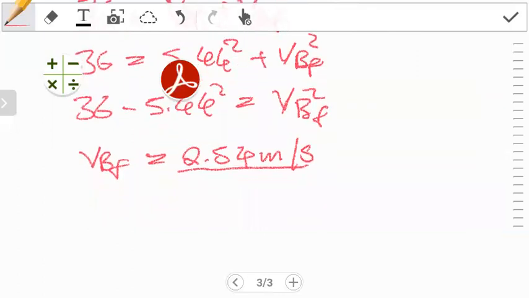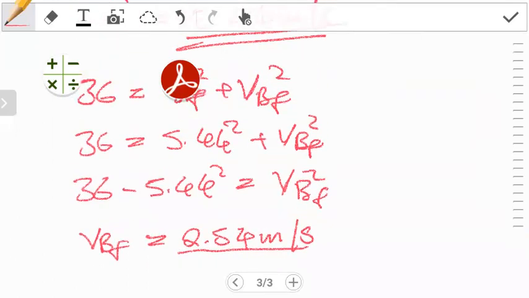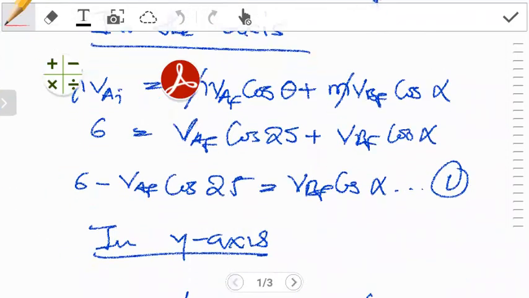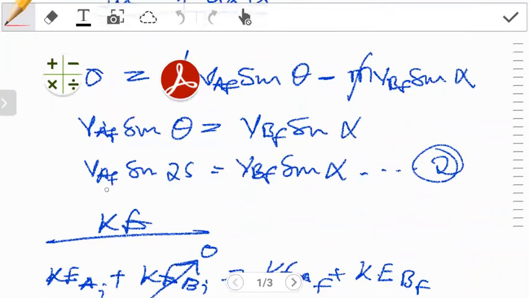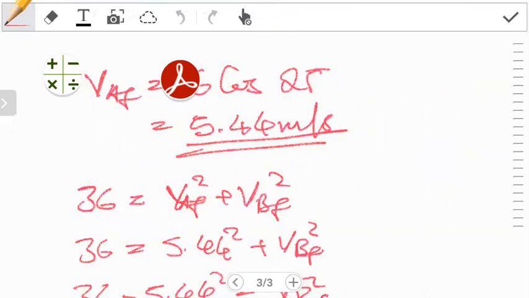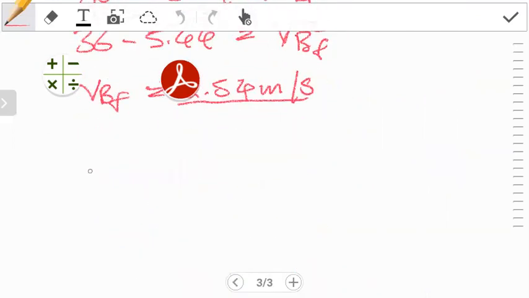So to get the angle now, we're going to pick any one of our equations. We can pick any one of our equations. We can use the one we got, which was our equation 2. So let's just quickly look at equation 2. So equation 2, we had this one here. VA sine 25 is equals to VB sine alpha. So I want to find alpha.